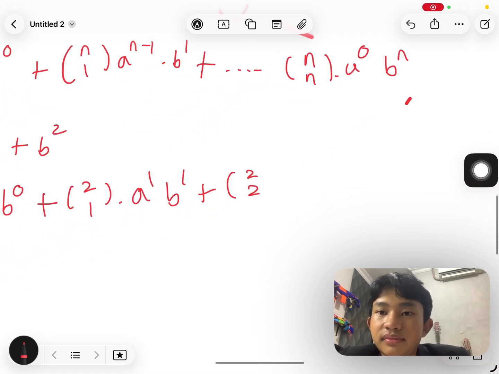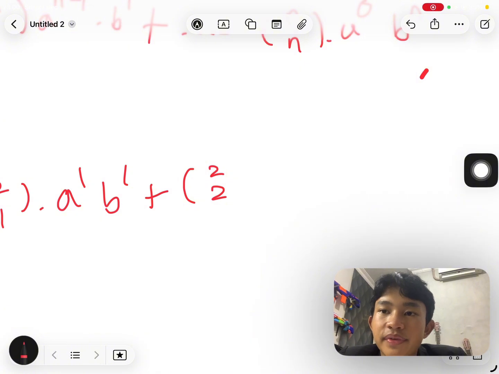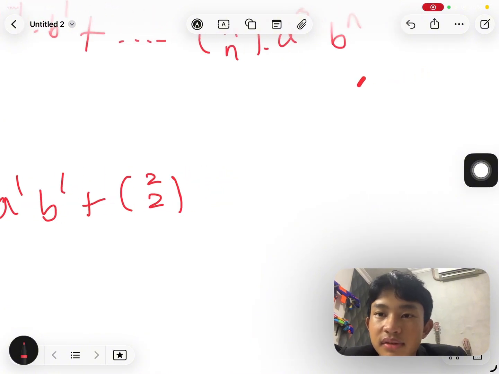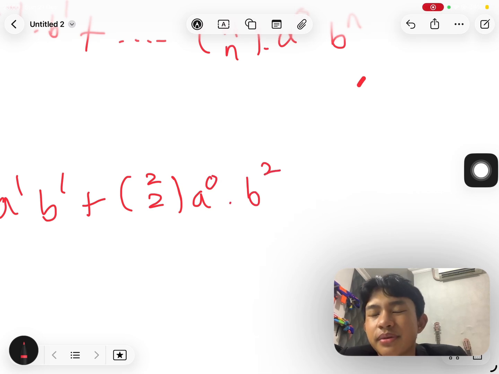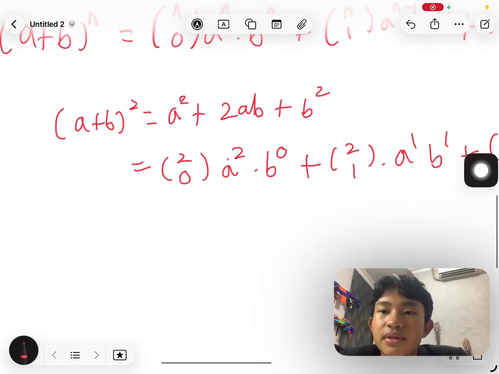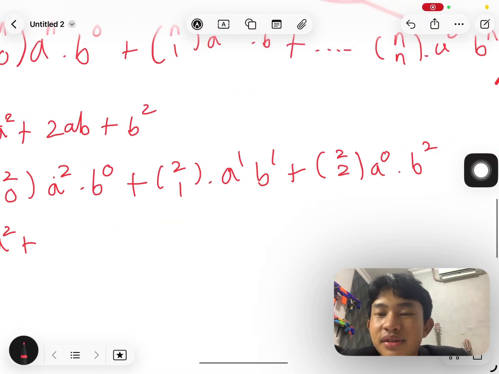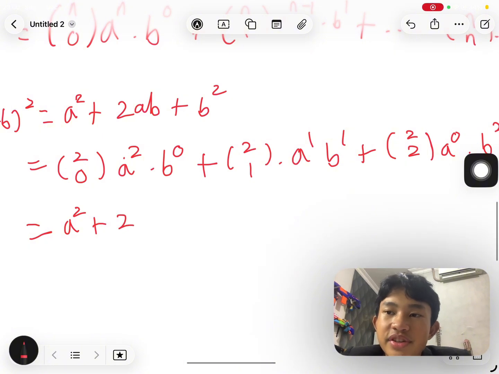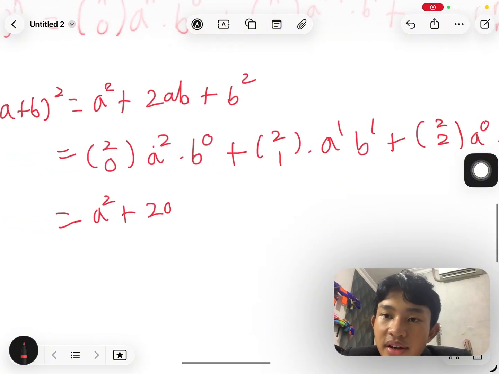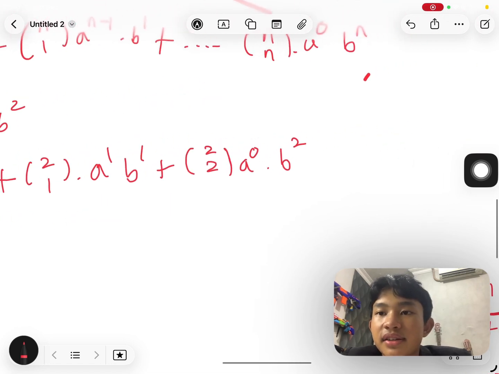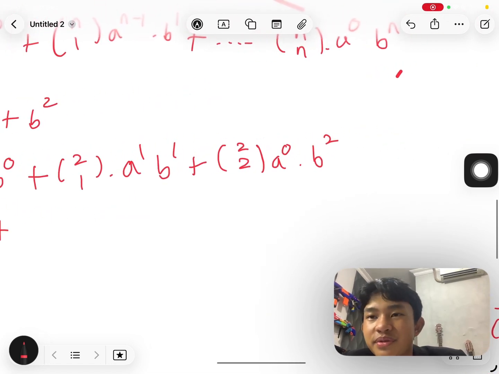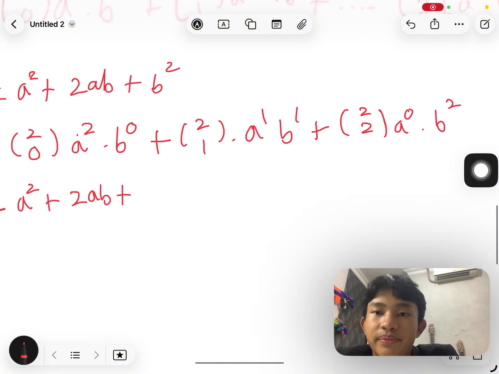Now for the final term, we have 2 choose 2 times a to the power of 0 times b to the power of 2. So 2 choose 0 is just 1, right? 1 times a squared, so that's basically just a squared, plus 2 choose 1 is just 2 for the coefficient, and then a times b, so ab, plus 2 choose 2 is 1, and then a to the power of 0 is also 1, so we only have b squared.